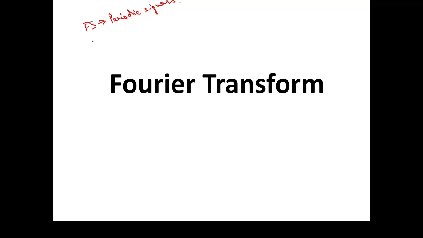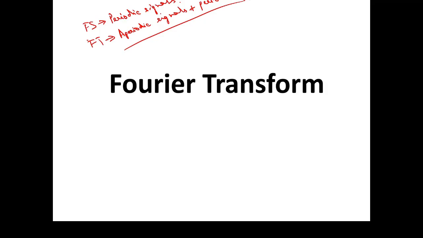On the other hand, the Fourier transform, it is used for, anyone? It is used for the analysis of what kind of signals? Aperiodic signals. Is it correct? It is correct. Anything else? Anyone? Yes, it is capable of handling both aperiodic and periodic signals. Why? Can you explain?